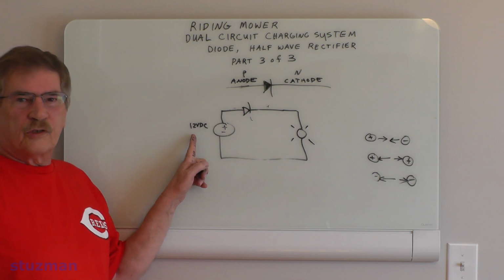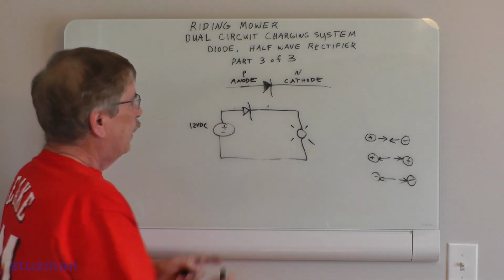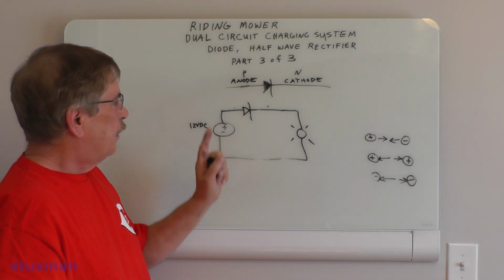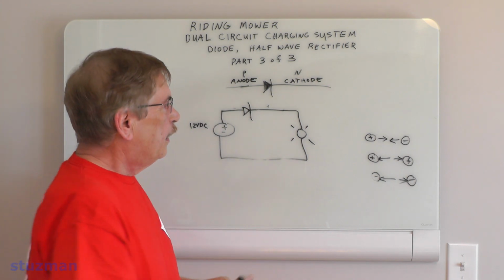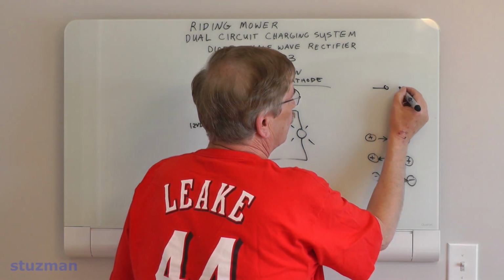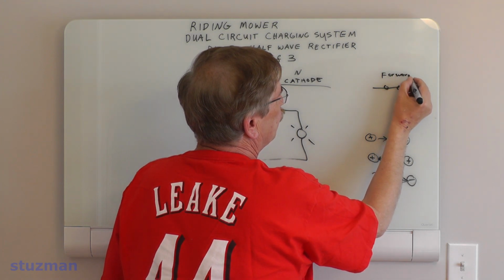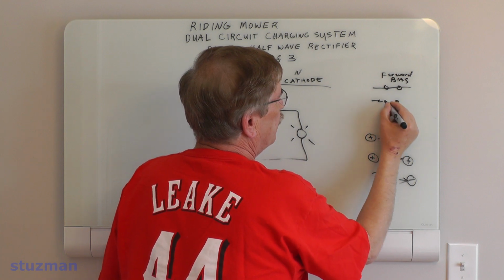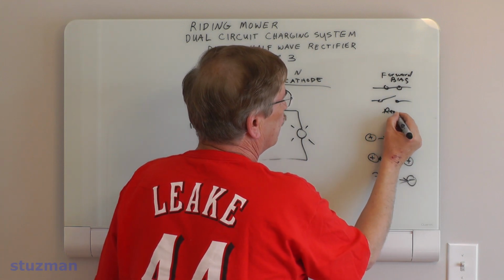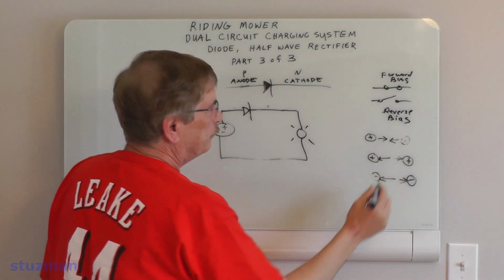Okay, I got my 12 volts DC over here from my power source, right? Now the diode is already forward biased. It's turned on. Remember, if it turns on, think of it like a switch. If it's closed, that's forward bias. And if it's open, that's reverse bias. All right?